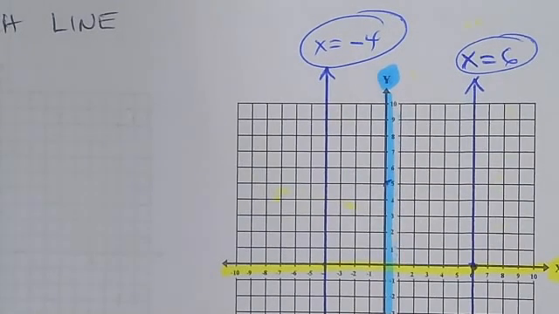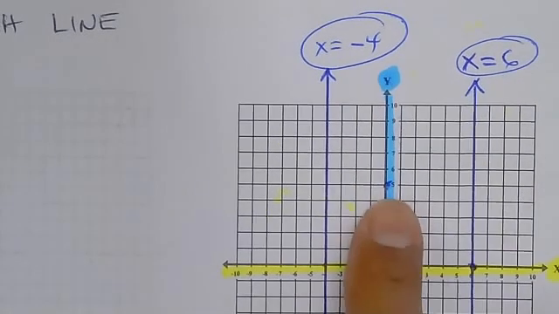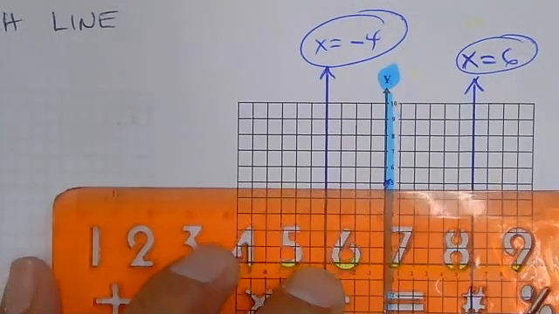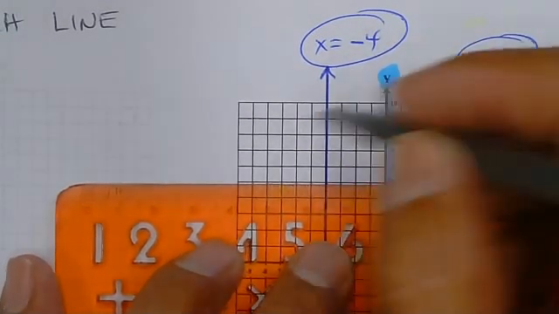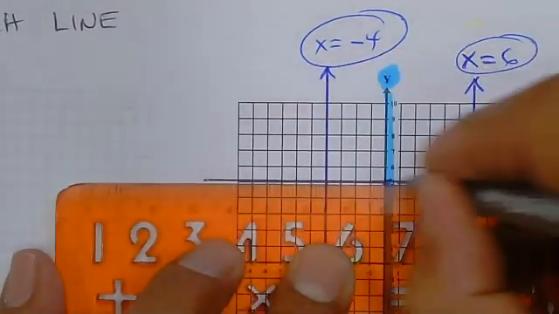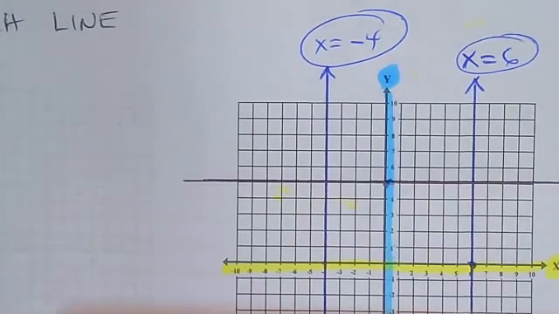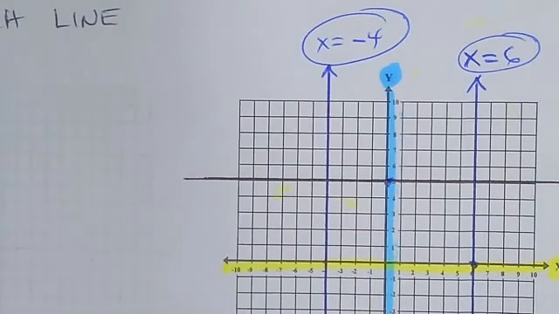But the dot is not the answer. The dot is not the graph of a line. But that is a critical point. That is the point where what? The line, what? Crosses or intersects. I like that word. Intersects the y-axis. What number? At 5.